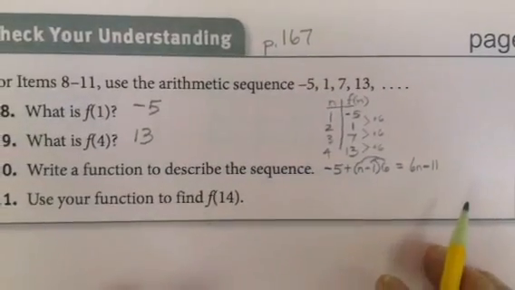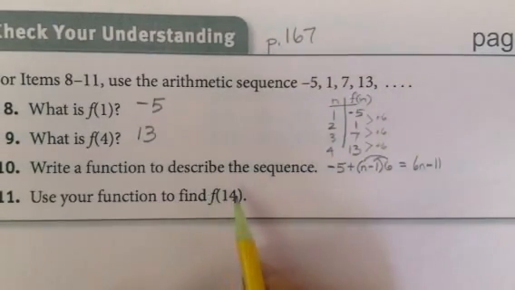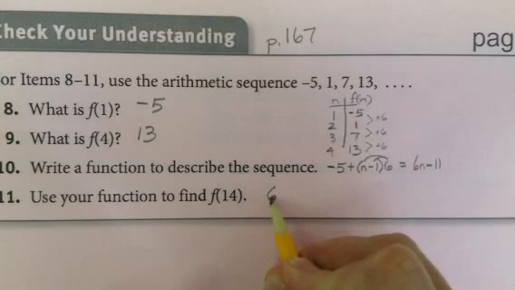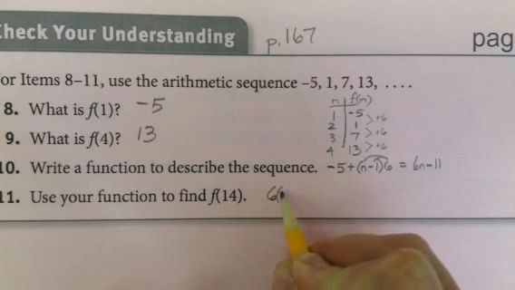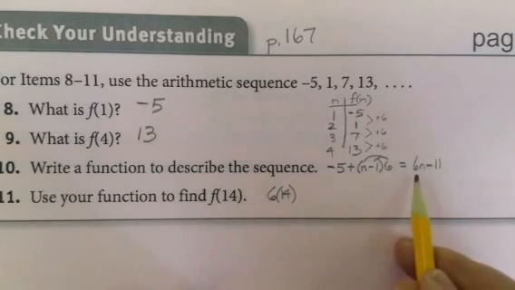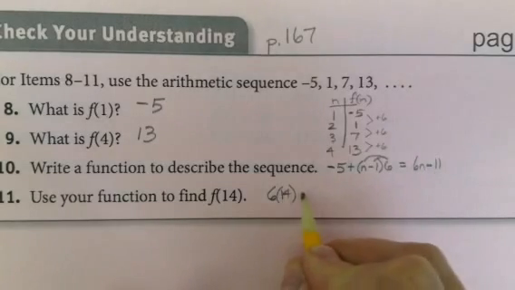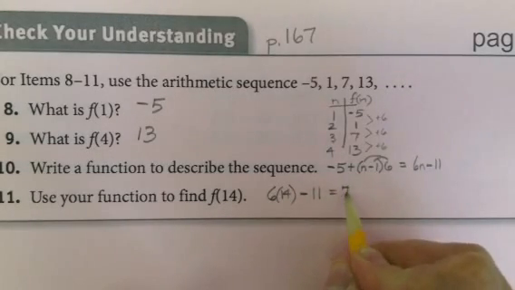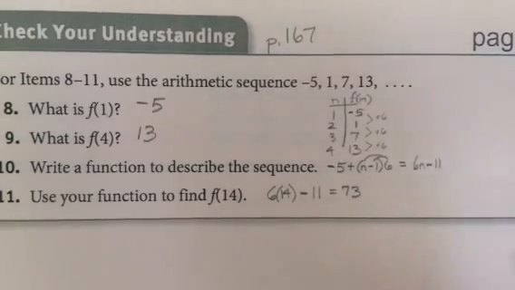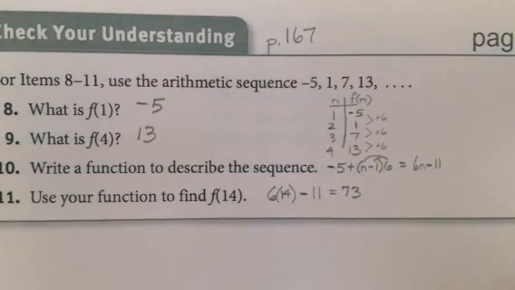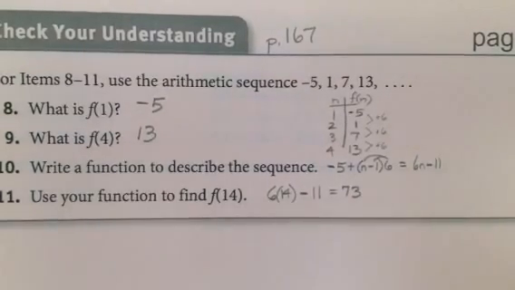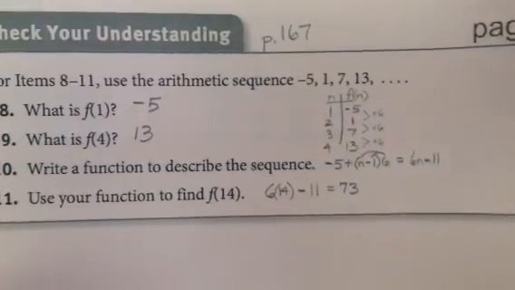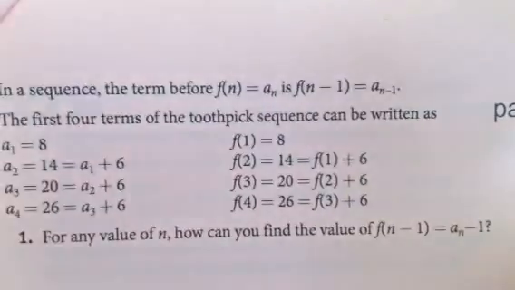So now, if we're going to use this function to find f of 14, all we have to do is take 6 and multiply it by 14, because that's what it says to do right here, and then subtract 11. Use your calculator, you should get 73. At least I hope you do. All right? All right, page 168.